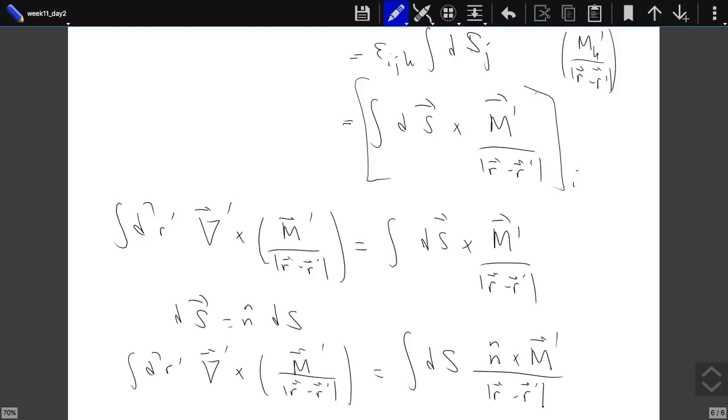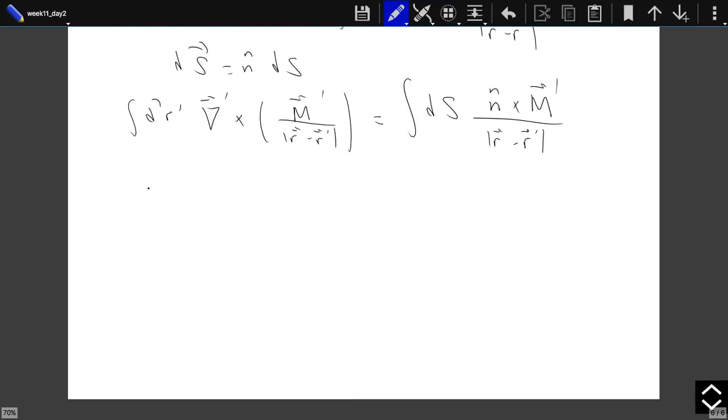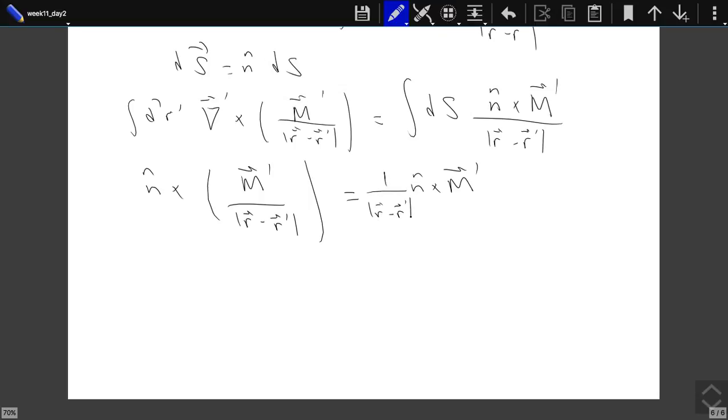What does it do? Well, it commutes. It's just some number, some vector. It multiplies everything. So this |r minus r prime| is just some kind of a number. I can take it out of the cross product. Since it's not a derivative, I don't really need to worry about it. You see, n cross M prime over |r minus r prime| is one vector taking the cross product with another vector divided by a number. I can take that number out. It's the same thing.